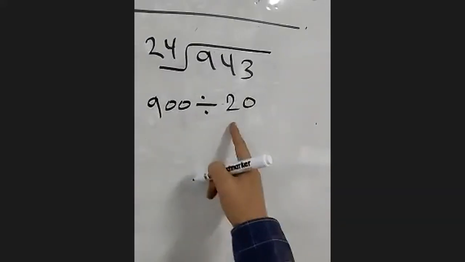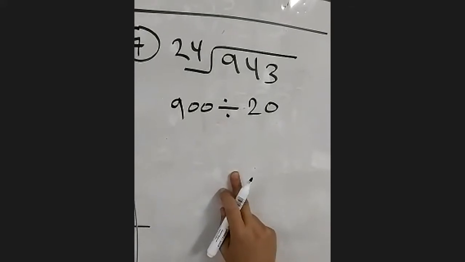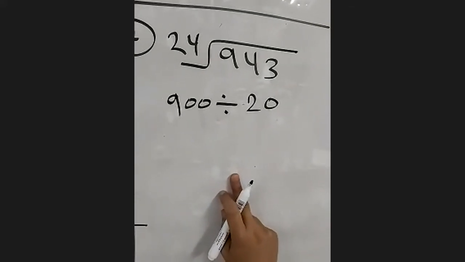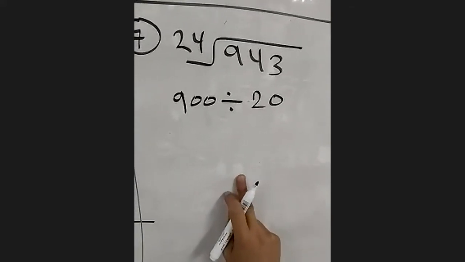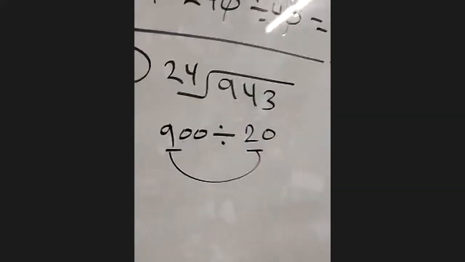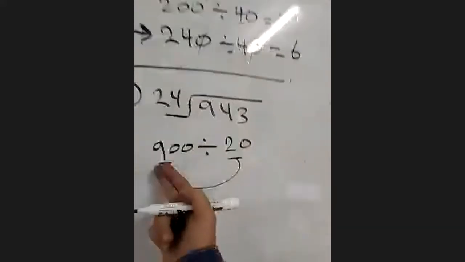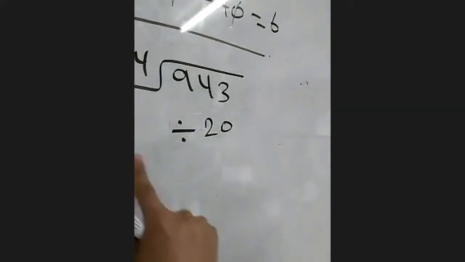Can the 9 divide by 2? No. We will cross the 0. Yes, sir. I am asking you, can the 9 divide by 2? No. So we cannot use the 9, right? Yes. But look here.